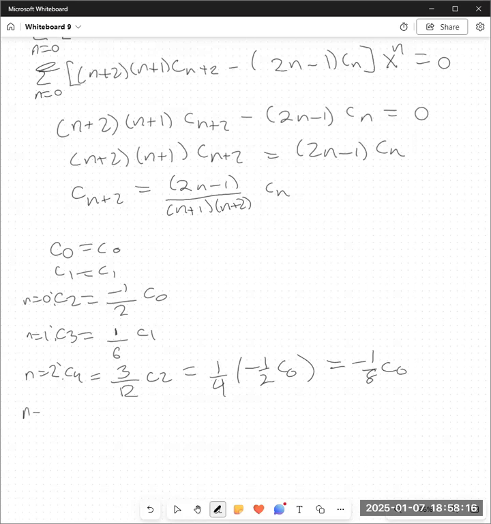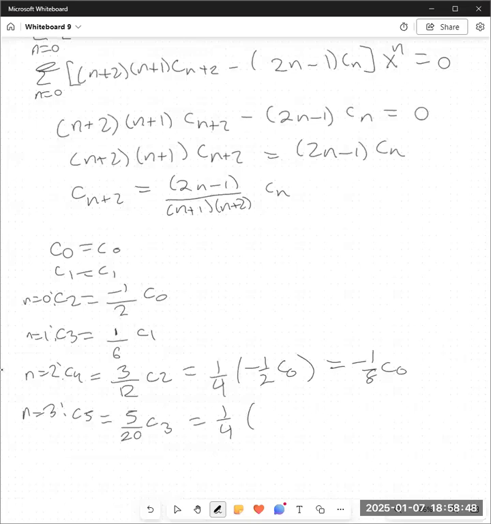When n equals 3. Now, sometimes it's not to your benefit to reduce fractions. If you're not going to be able to find a nice, easy closed form here, I don't really care about reducing the fractions. When n equals 3, this is 5 over 4 times 5 is 20, C3, which is 1/4 times 1/6 C1. It's 1 over 24 C1.